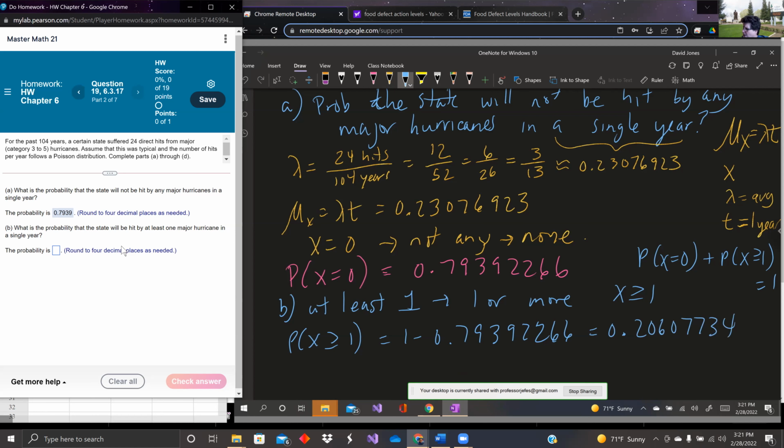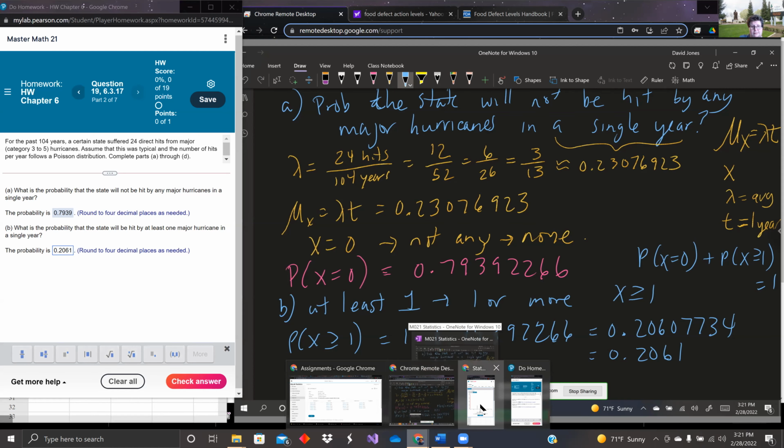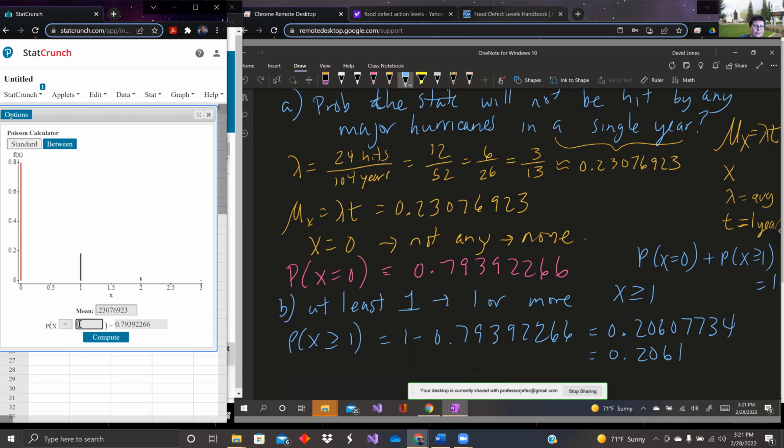0.20607734, which to 4 decimal places is 0.2061. I'm going to type that in, but we'll go confirm it before I hit enter. You know, every once in a while, the teacher's wrong. I do make mistakes. Not many, but they happen.